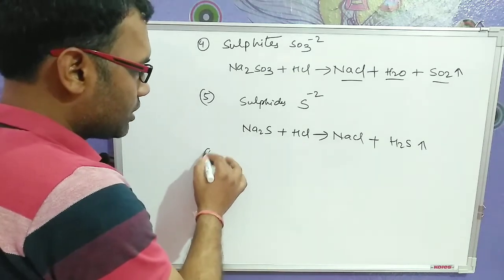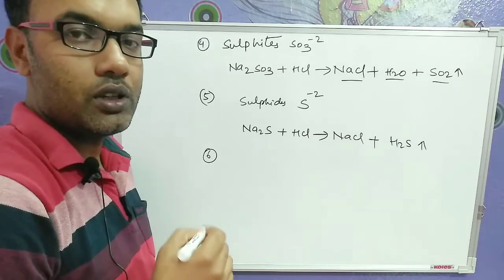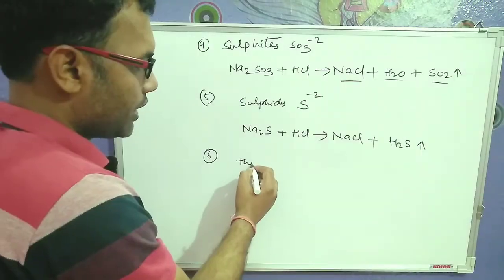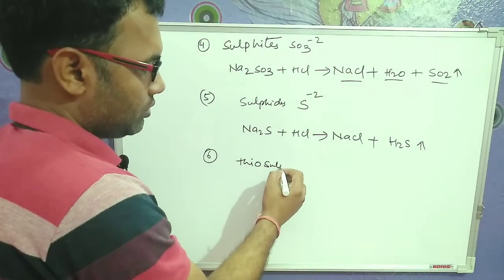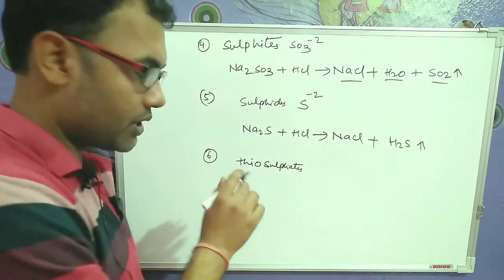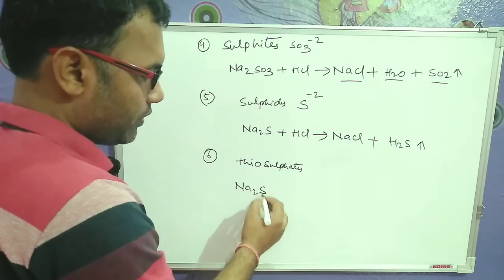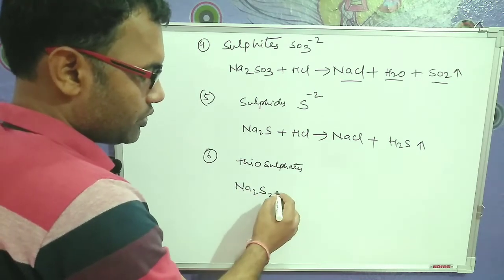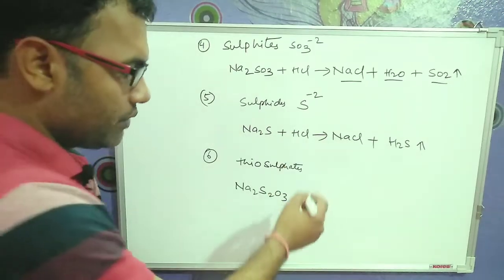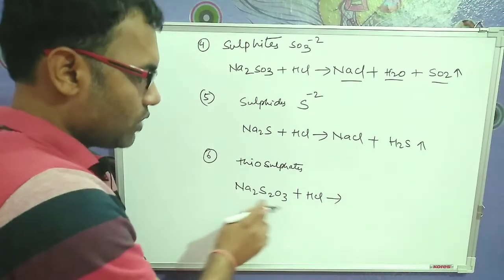Okay, now the sixth reaction, and this reaction is very important from your board point of view. Thiosulfates. Okay, this is very important. For example, we'll take sodium thiosulfate, Na2S2O3. Okay, this is made to react with HCl. Okay, so what happens here?